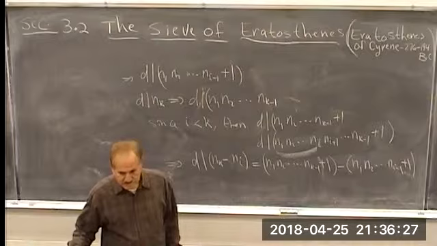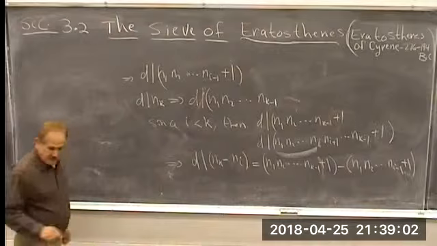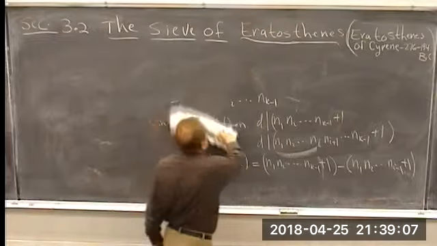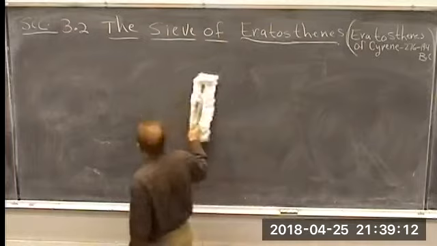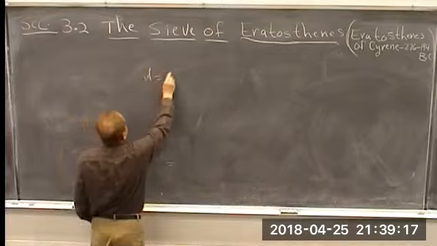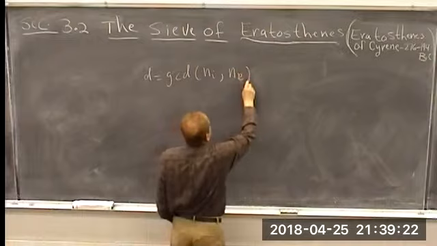Okay, I think there's a mistake in here. Let me fix this. Let me start from the following. We say that D is the greatest common divisor of Ni and Nk, and we are assuming that i is less than k.